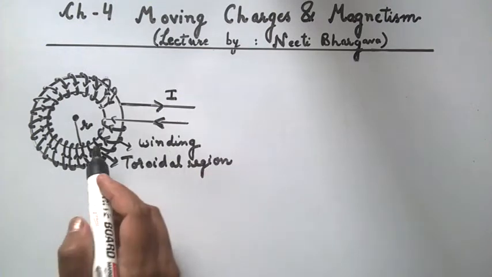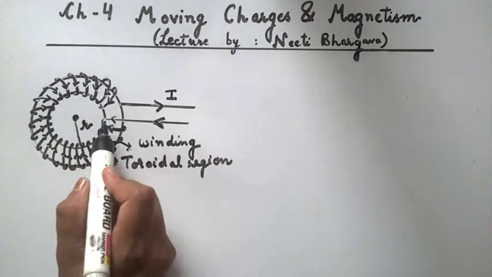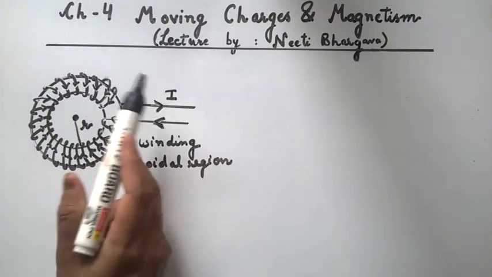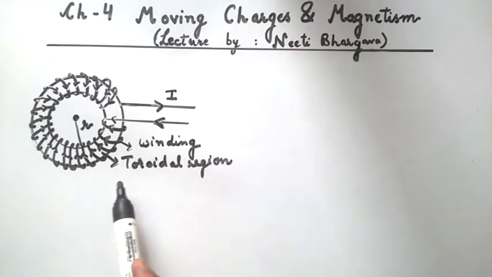We will calculate the value of magnetic field within this toroidal region as well as inside this toroid and outside the toroid. So let's also see how practically it looks like.